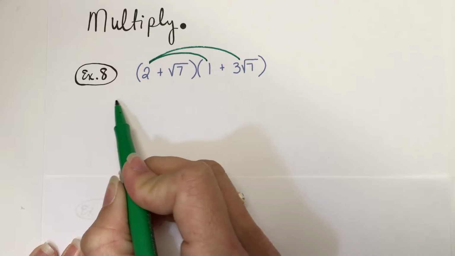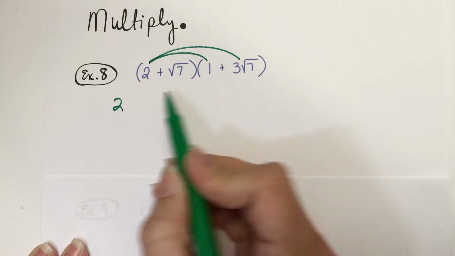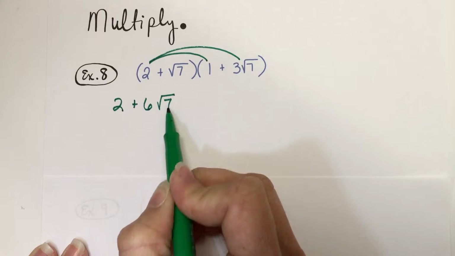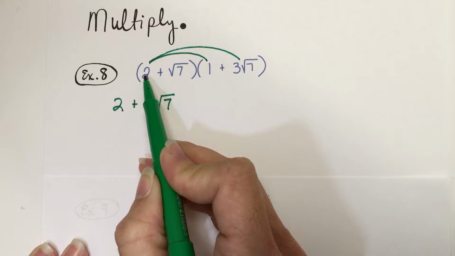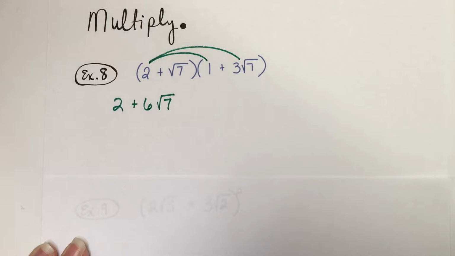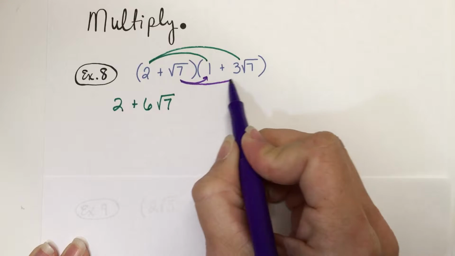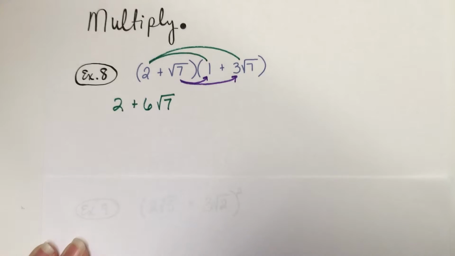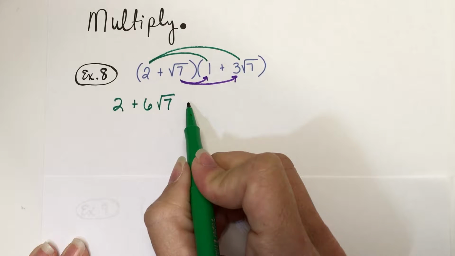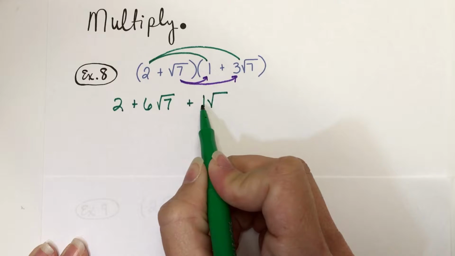So 2 times 1 is going to give me 2. Now when I do the 2 times the 3 square root 7, that's going to give me 6 square root 7. So any whole number I have, it gets multiplied times the value that you have in front of your radical. Alright, so now I need to take the square root 7 and multiply it. So, of course, square root 7 times 1 is just going to be square root 7. Of course, you can put the 1 in front. It would be understood.